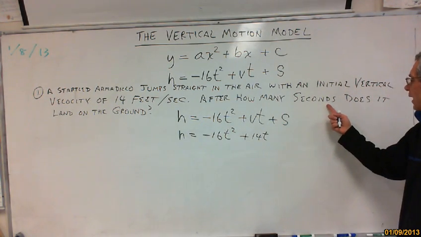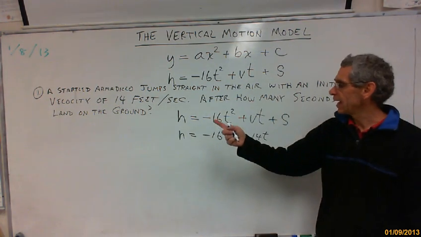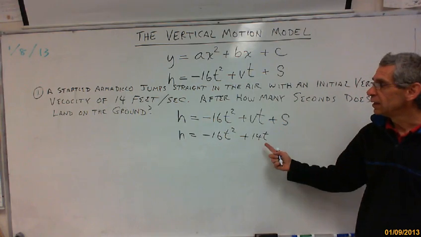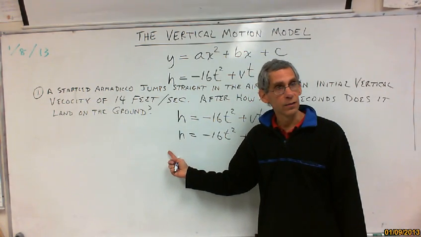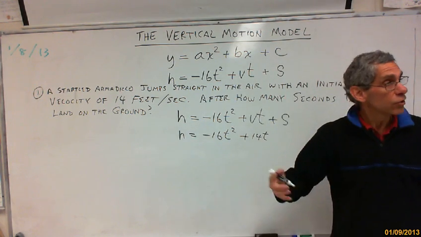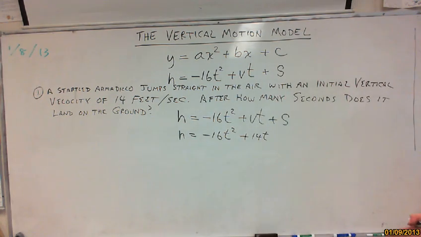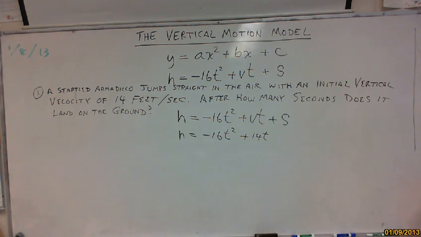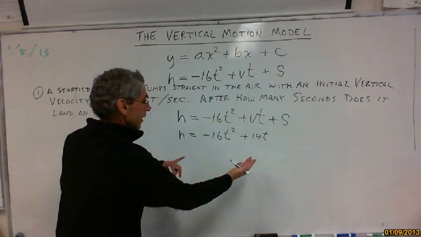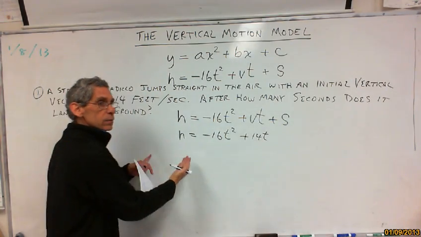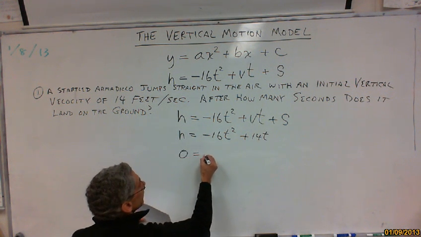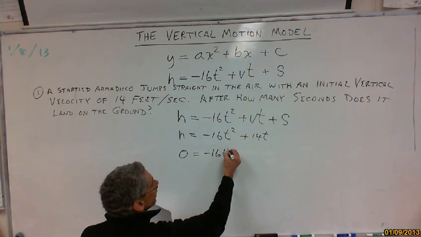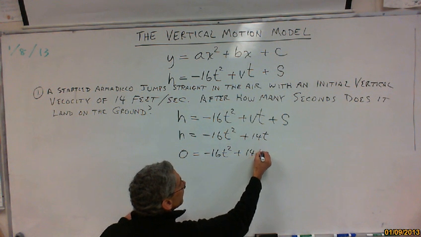After how many seconds does it land? In other words, find t when it lands on the ground, when h is 0. So they're saying find the zeros. And we all know how to find the zeros. We set this equal to 0. So I'm going to say 0 is equal to negative 16t squared plus 14t.